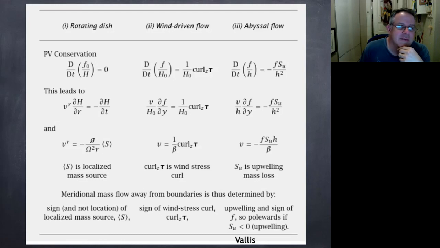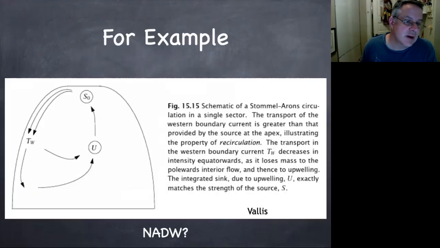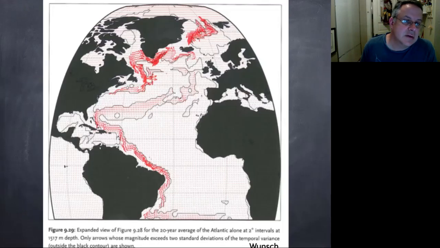I won't talk too much about this, but there's basically an analogy between the rotating tank, wind-driven flow, and an abyssal flow that you can make, talking about planetary vorticity and the wind stress curl, upwelling, mass loss, localized mass source, etc. Okay, so the Stommel-Arons flow is typically poleward in the interior, with deficits made up by the western boundary currents. That's the basic gist of how this model works. So what do you expect for a realistic environment? Here's what we might expect to see for the North Atlantic. We'd see maybe some recirculation, some flow like this. And this is kind of what models do.